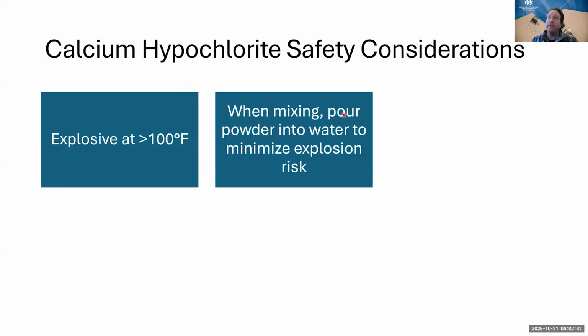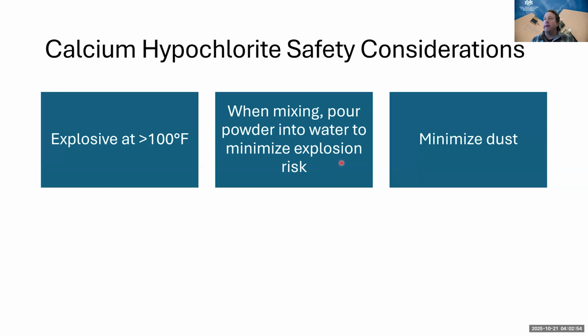When you're mixing a calcium hypochlorite solution, you always want to pour powder into water to minimize that explosion risk. Okay, so you don't want to have a bunch of powdered chlorine in the bucket and then pour water into the bucket because you can cause that powder to go up into the air, which can increase that explosion risk.